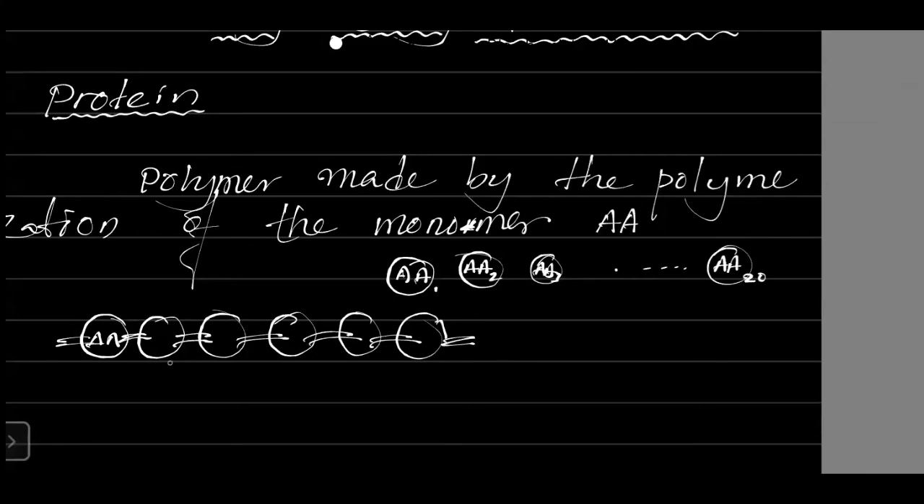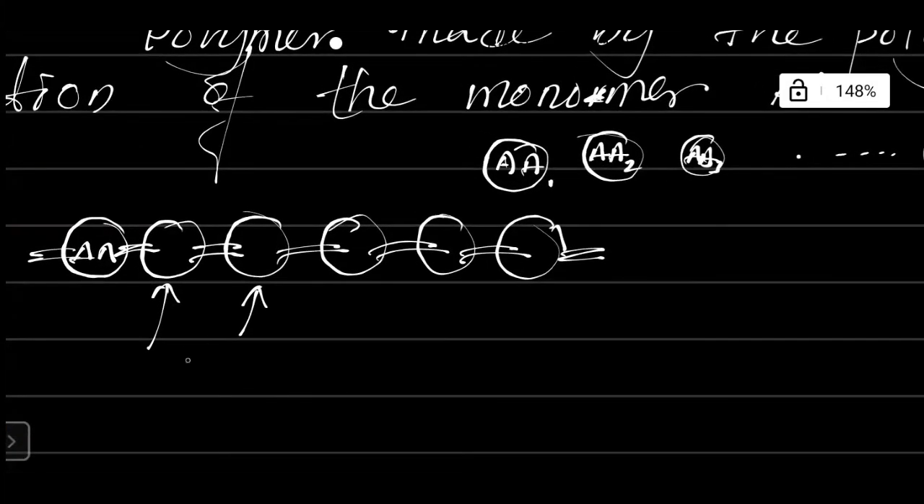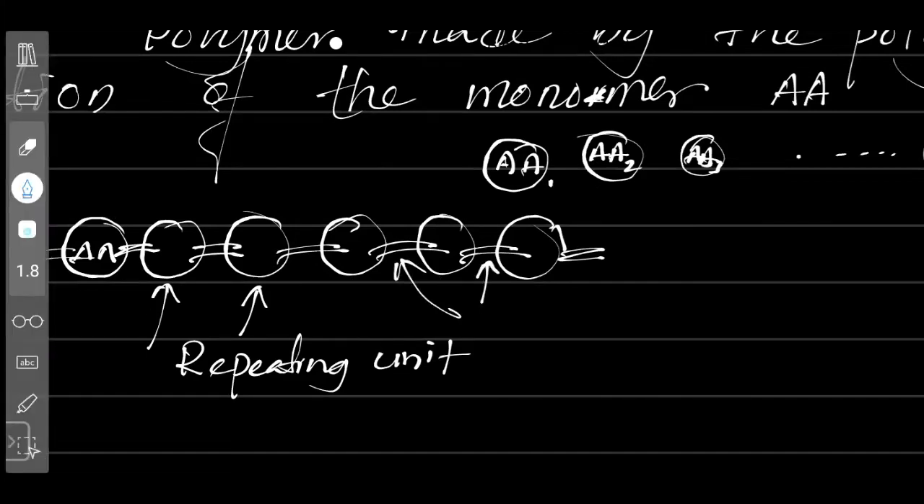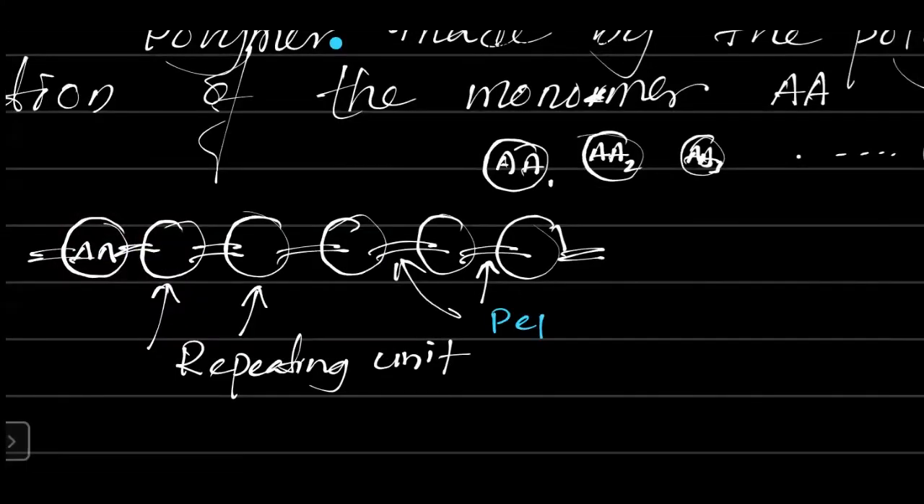Once joined, each one is no longer just an amino acid; we call it a repeating unit. So that's repeating. The bond in between them has a nice name. We call that the peptide bond. Very good.